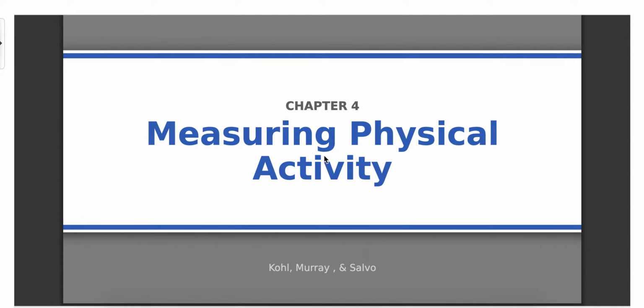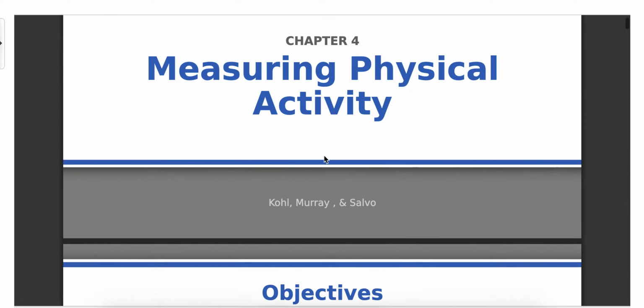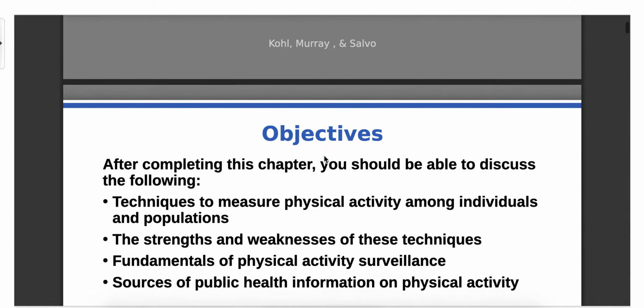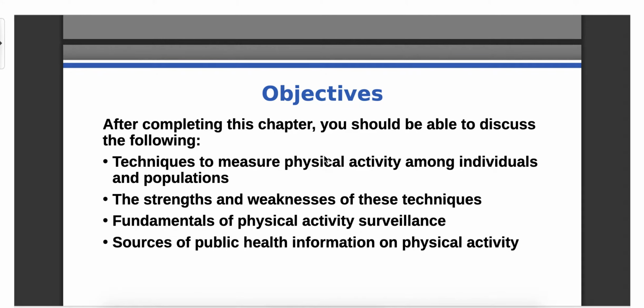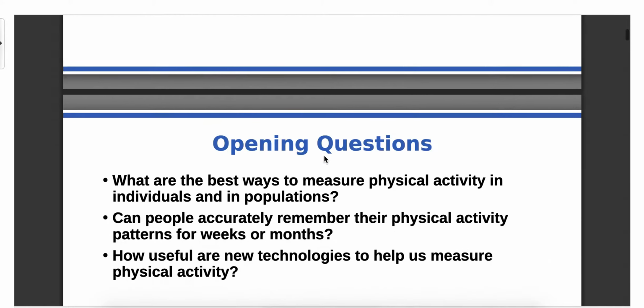This lecture is over chapter 4, measuring physical activity. This chapter is all about the different ways that physical activity can be measured, and some of the pros and cons of each of those different styles. You'll want to know the different techniques, strengths and weaknesses, and we'll go from there.